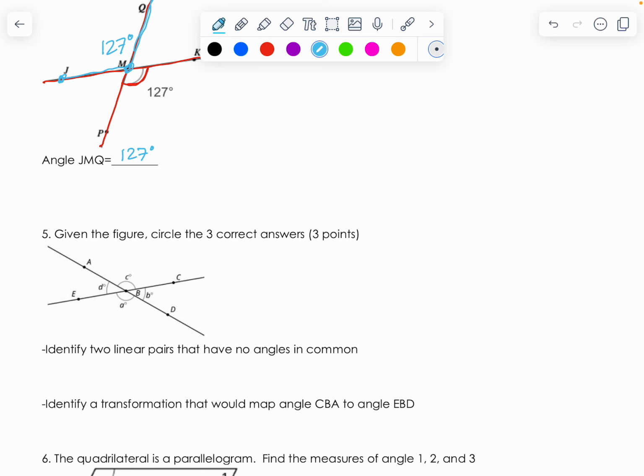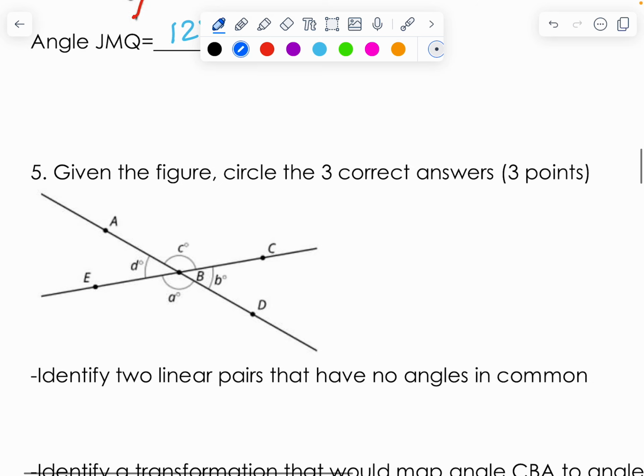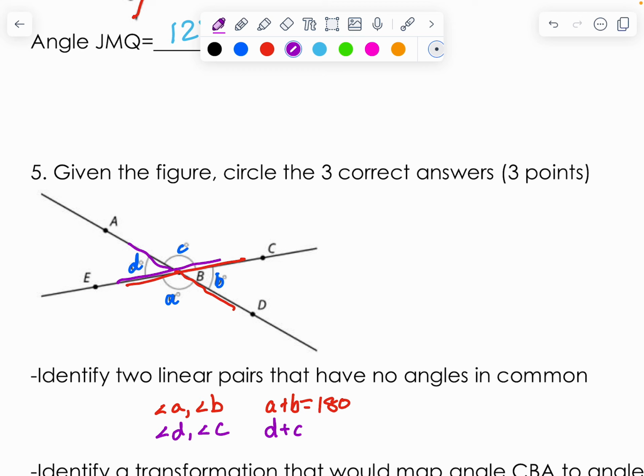Okay, identifying linear pairs. Just to be clear how this picture is working, we have angle A, angle B, angle C, angle D. Two linear pairs would be angle A and angle B. That's a linear pair. And then another linear pair going on right here is angle D and angle C. Those would be two linear pairs. And I could really even write A plus B equals 180 degrees. I'll keep the notation incredibly simple. D plus C equals 180 degrees, because linear pairs are supplementary.